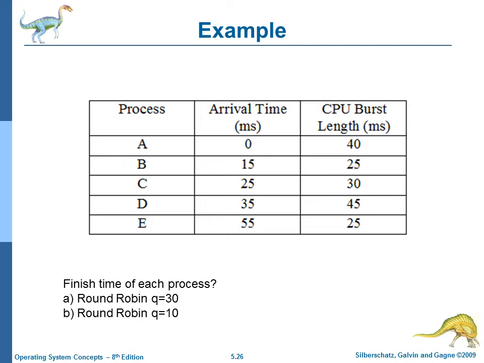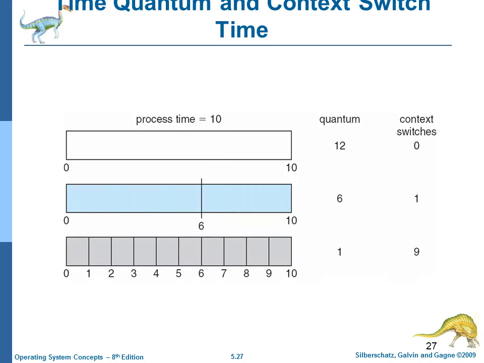So the overhead is small relative to the time quantum. Turnaround time also varies with the quantum time in a non-apparent manner. For example, if we consider the following example, as I have said in the previous slide, the performance of round robin is sensitive to the time quantum selected.